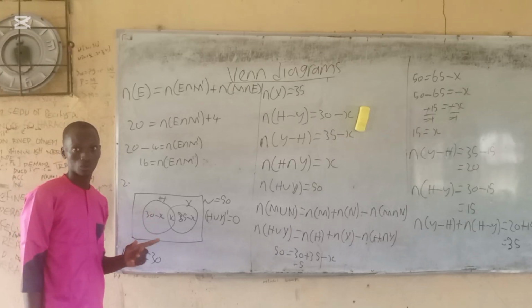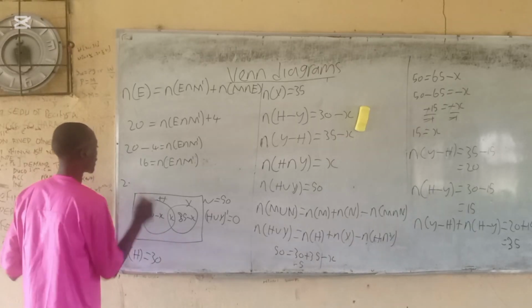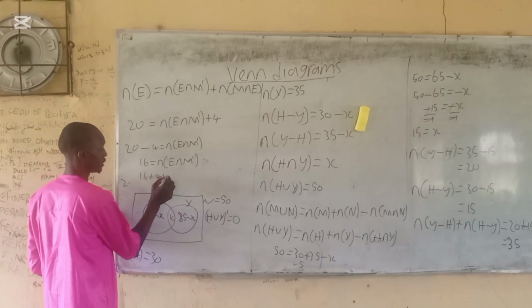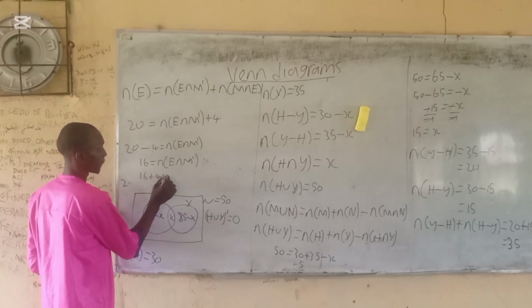Now, if you want to cross-check whether the work is right, I'm going to add 16 plus 4 plus 16 plus 4 plus 10.